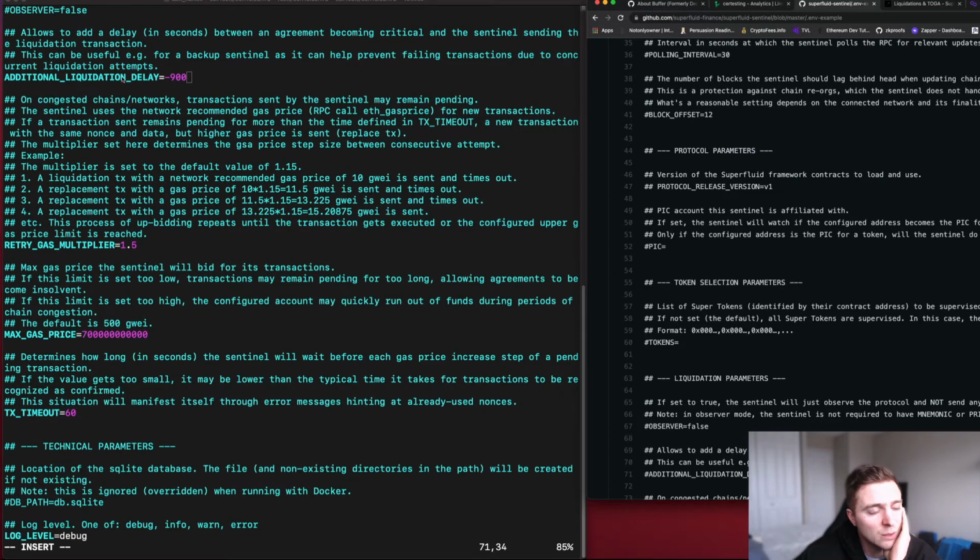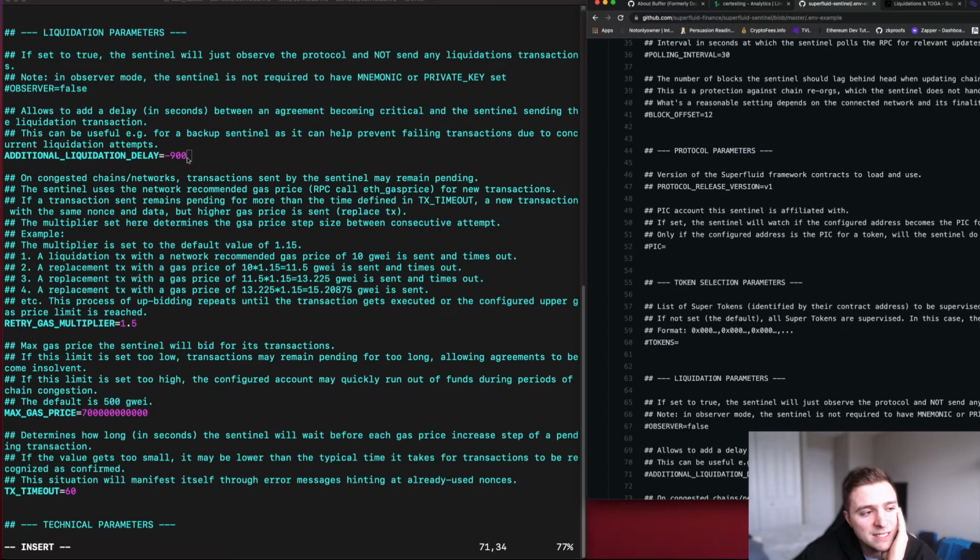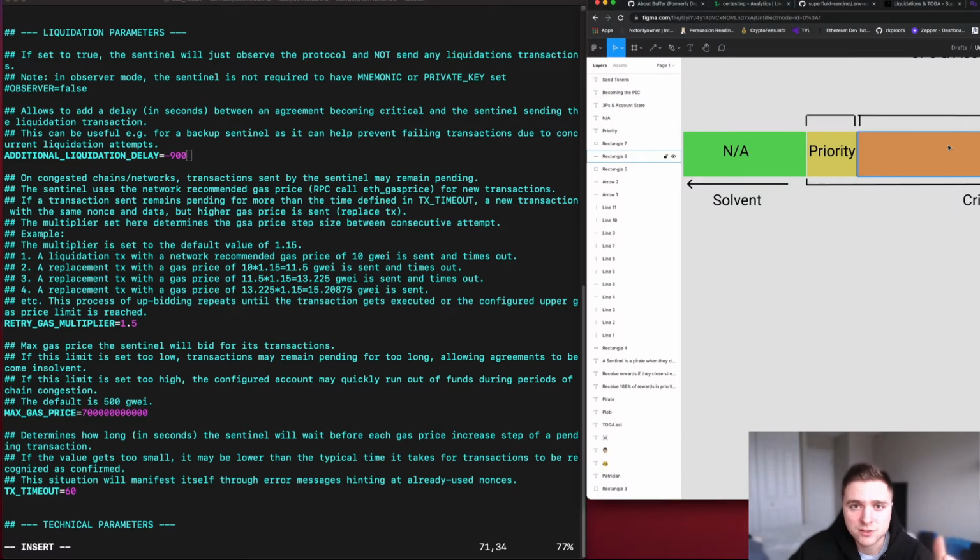We have an additional liquidation delay. This can be set as negative, right? And I'll explain why in a second, but what this does is it allows you to add a delay in seconds between an agreement becoming critical and the Sentinel sending a liquidation transaction. So you might, for some reason, say you're running a backup Sentinel, right, that you want to be like a failsafe. You can preset a number of seconds to pass after your Sentinel finds that an account is critical to wait until before liquidating the account.